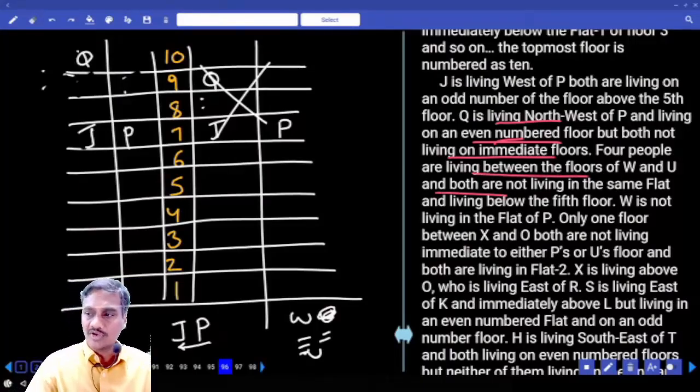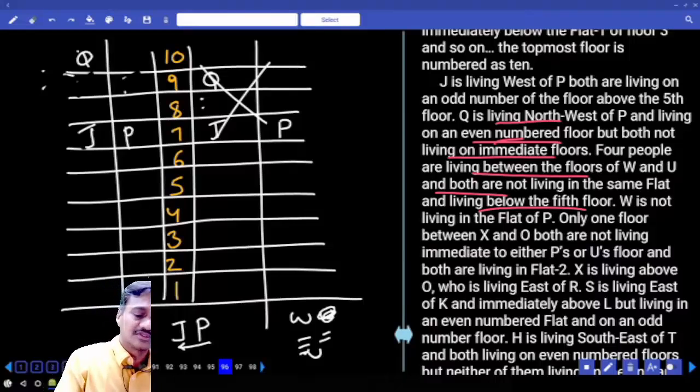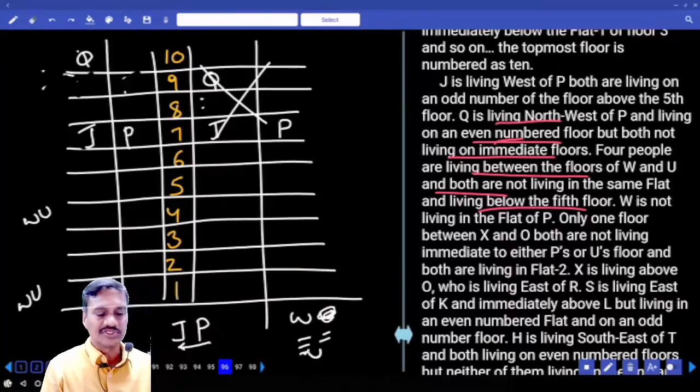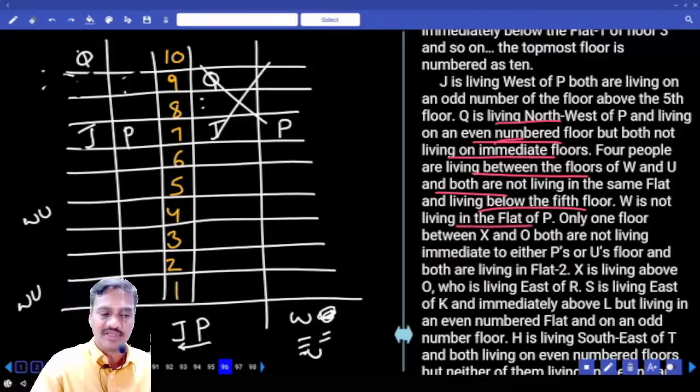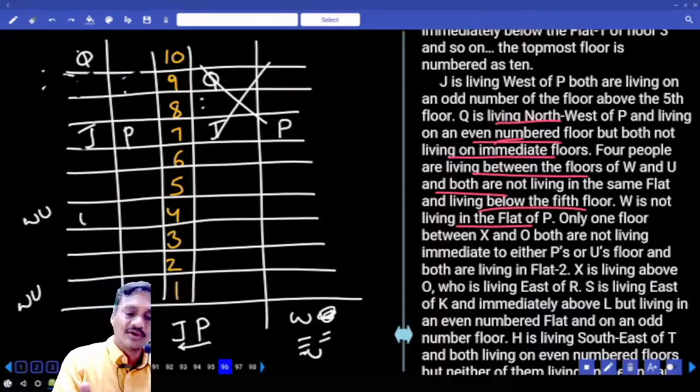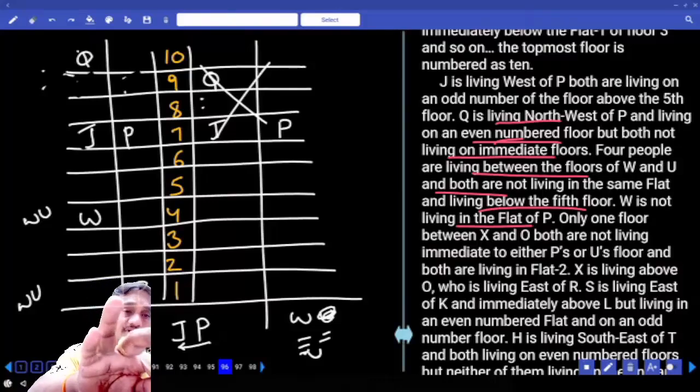Both are not living in the same flat and living below the 5th floor. Now below the 5th floor means these 2 persons are on the 1st to 4th floors, W and U, or U and W. Ante kada? And one of these 2 persons is living on the 4th floor, the other one on the 1st floor. And what did he say about the flat? W is not living in the flat of P, and so if W is here, then P is here. Then now U, W and U. Then what is the other possibility we have for this one?